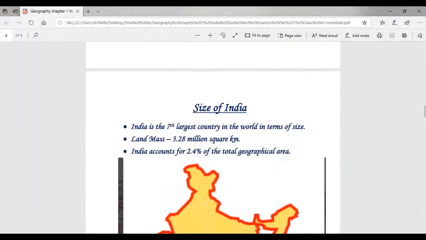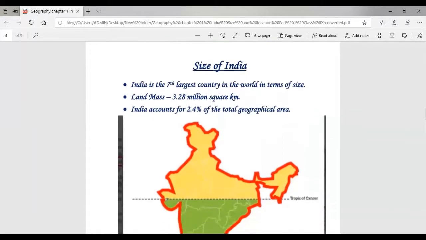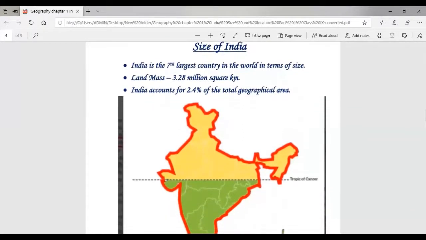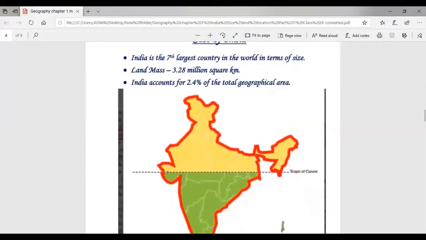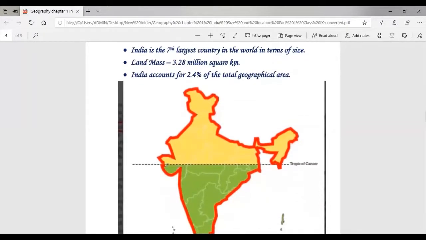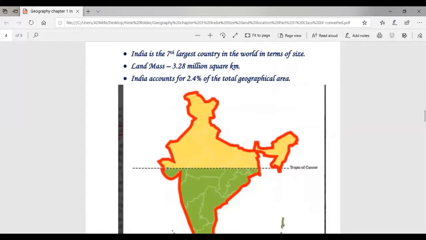How big is India? In terms of size, India is the 7th largest country in the world. It means area wise, India is the 7th largest country in the world. The largest country in the world in terms of area is Russia. The landmass of India is 3.28 million square kilometers, and India accounts for 2.4% of the total geographical area.